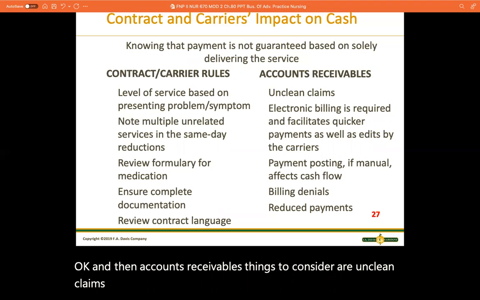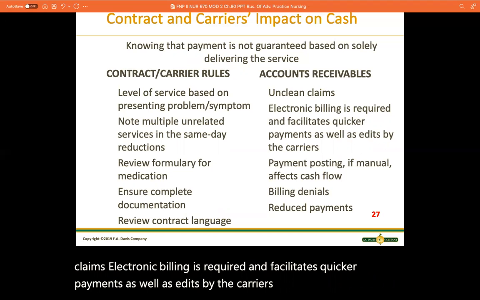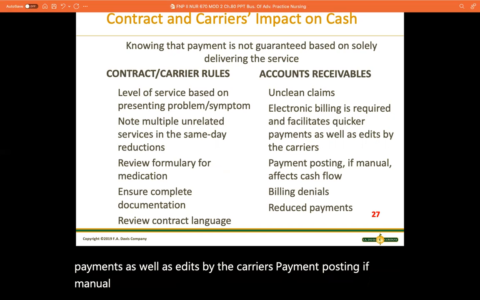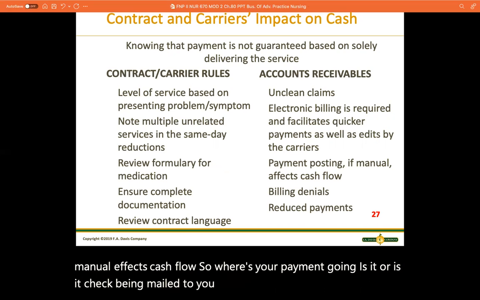Electronic billing is required and facilitates quicker payments as well as edits by the carriers. Payment posting, if manual, affects cash flow. So where's your payment going? Is a check being mailed to you? Is the check going direct deposit? Like how are you getting your money?